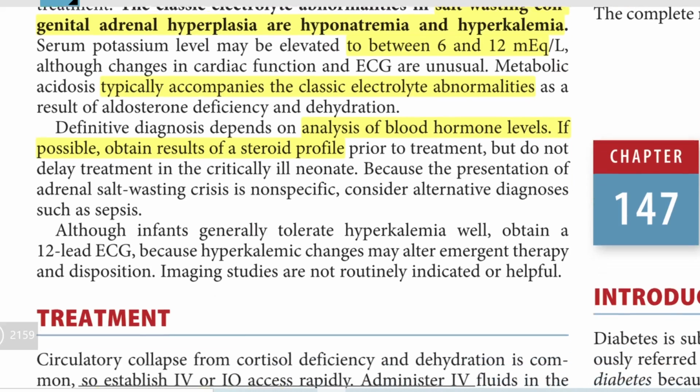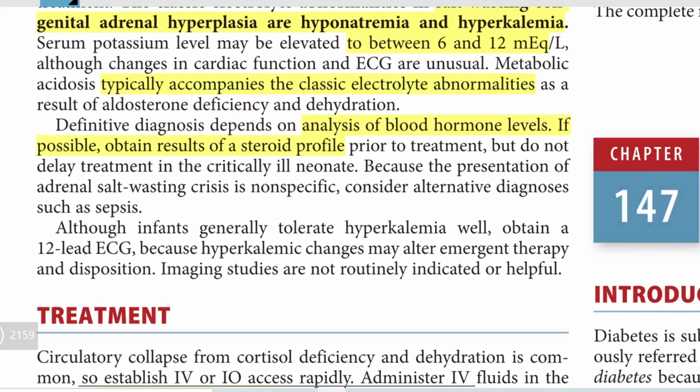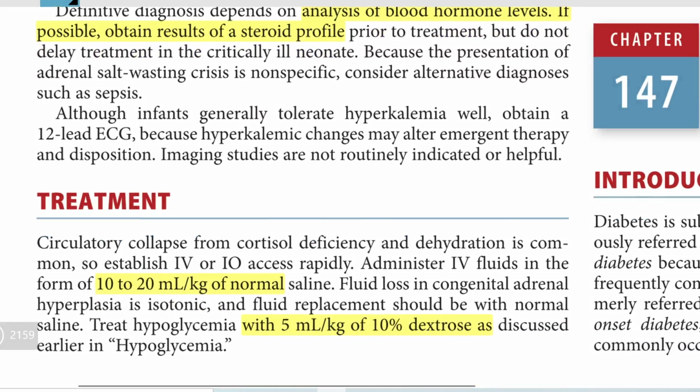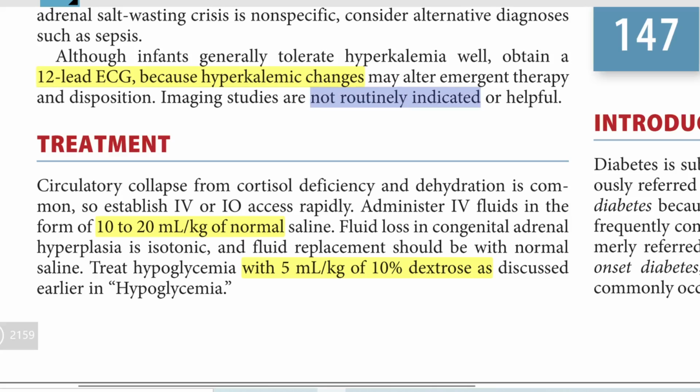Definitive diagnosis is mainly by analyzing the blood hormone levels, and we also have to obtain a steroid profile prior to treatment. If the patient is critical, we should not wait for the investigations. If we suspect an adrenal salt wasting crisis, then we must supplement the steroids directly. Although infants generally tolerate hyperkalemia well, we often obtain an ECG because the changes may alter emergent treatment and disposition. Imaging studies are not routinely indicated or helpful for these individuals.